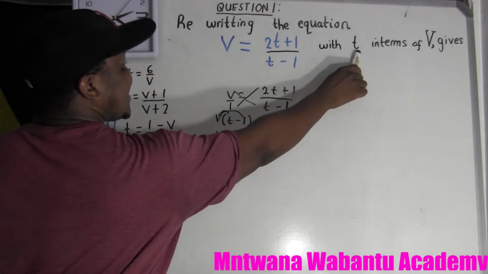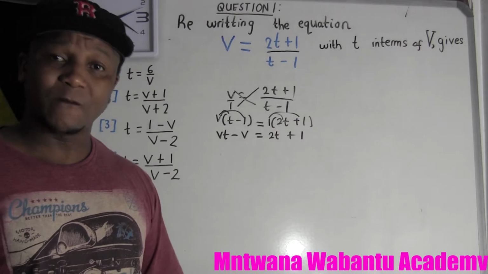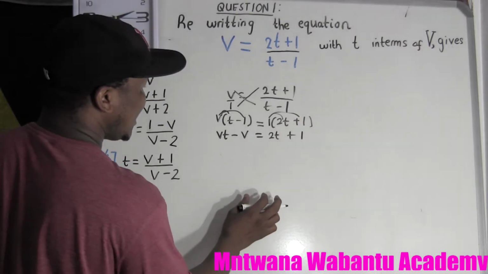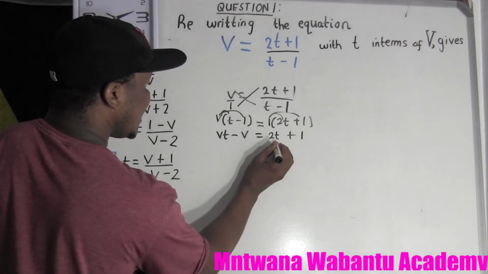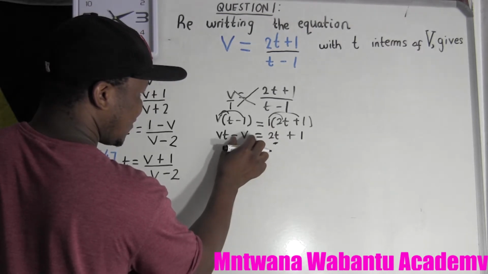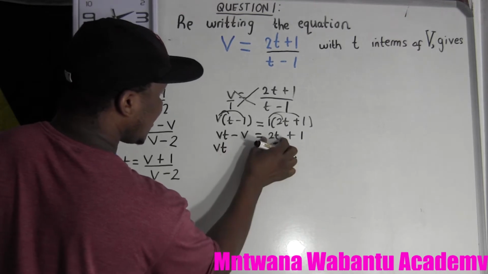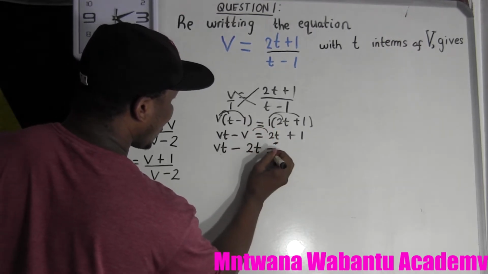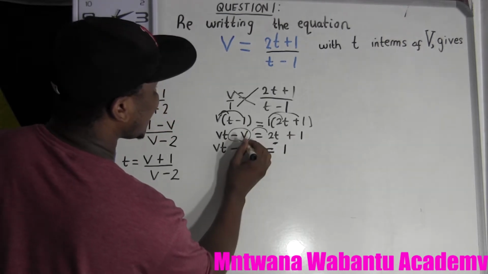So I want to make t the subject of the formula. You understand what I'm saying? Since I want t, I have to group the t terms on the same side. So this 2t comes to this side, and this negative v goes to the other side. I'm going to have vt, positive, and when it goes over the equal sign it becomes positive. Here we have positive 1, and this is negative v. See?